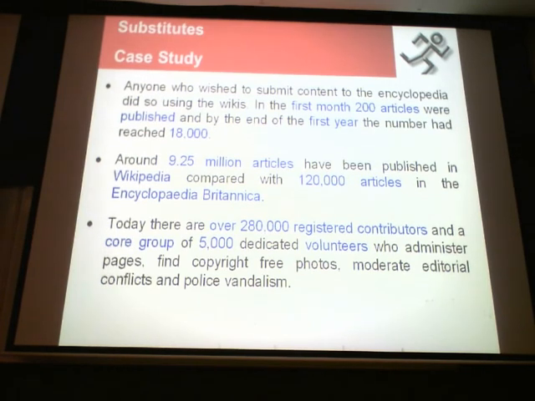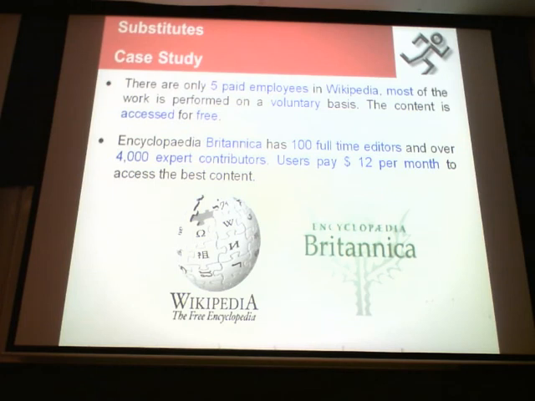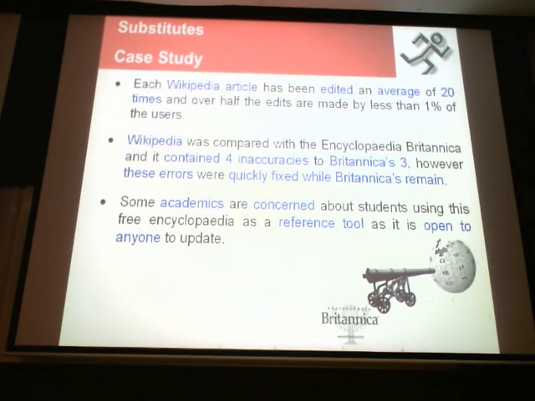There are only really a core group of 5,000 that are dedicated volunteers. How many do you think Wikipedia employ? How many employees are on staff? Very few. Yeah, it's about 5. 5 paid employees against a model of 100 full-time employees in the Encyclopedia Britannica. And you have to pay to get access to the Britannica. This is all obviously free in Wikipedia. I'll tell you about that. One minute.